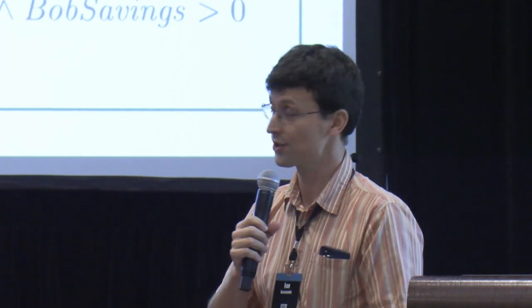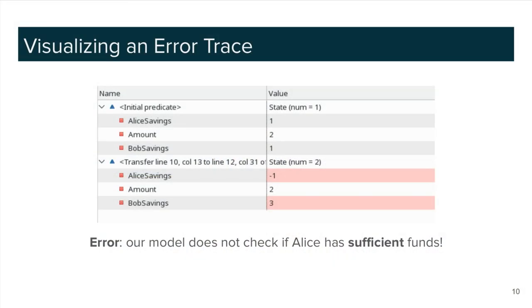I give that to a model checker, and in this case, it derives a bug. This bug would be an error trace that tells me the specific configuration that the model checker found that violates that initial model. In this case, Alice has insufficient funds, which is a problem.